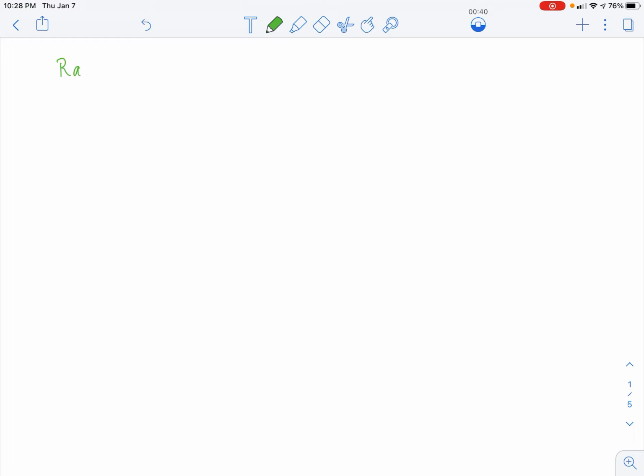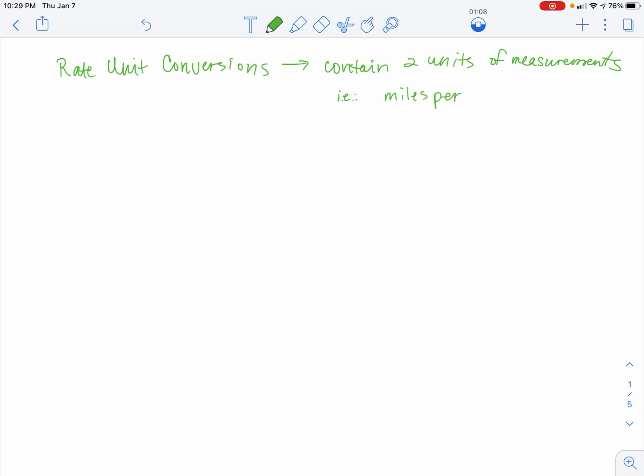So what's important to know about rate unit conversions? Well, rate unit conversions contain 2 units of measurements. Just for an example, that's what i.e. means, by the way. For example, you might have miles per hour. See how that's 2 units of measurements?